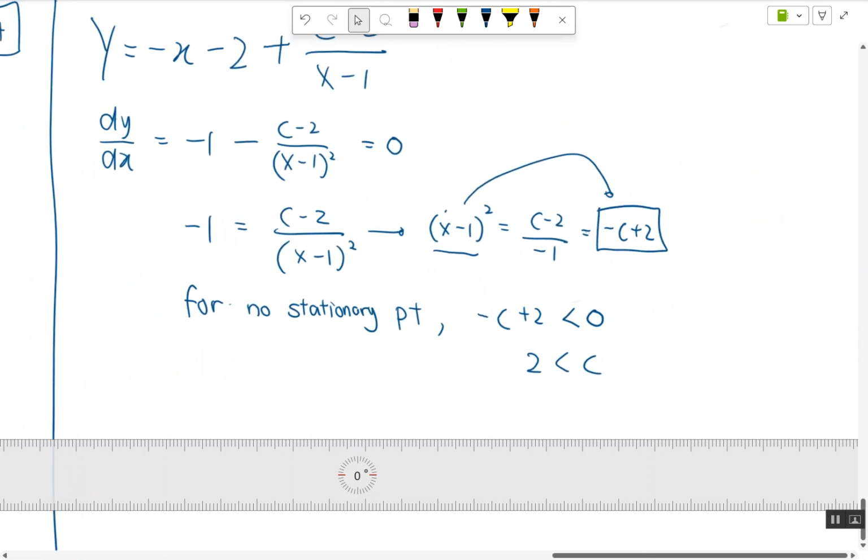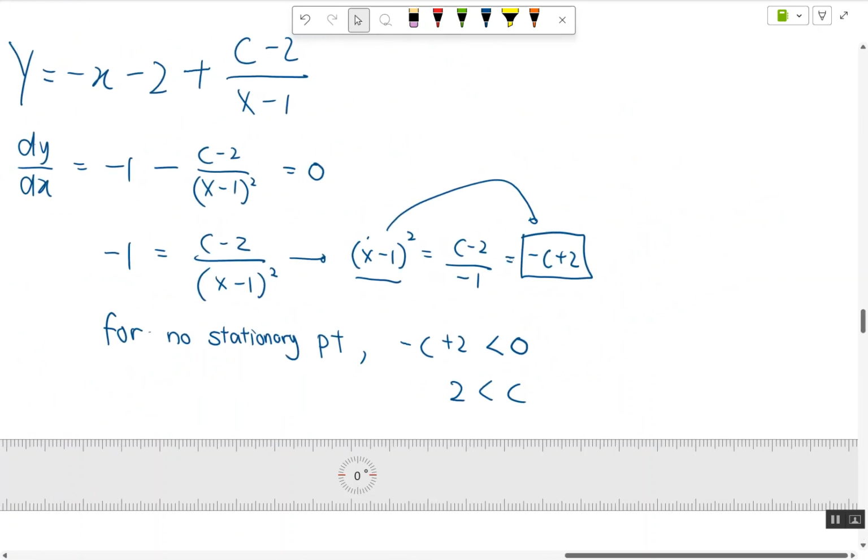This part is more elegant in the way that you understand the gist about a square value: you can only square root something that is positive. Because it's no stationary point, you make sure that the equation doesn't work. So then you get minus c plus 2 to be negative. Correct.